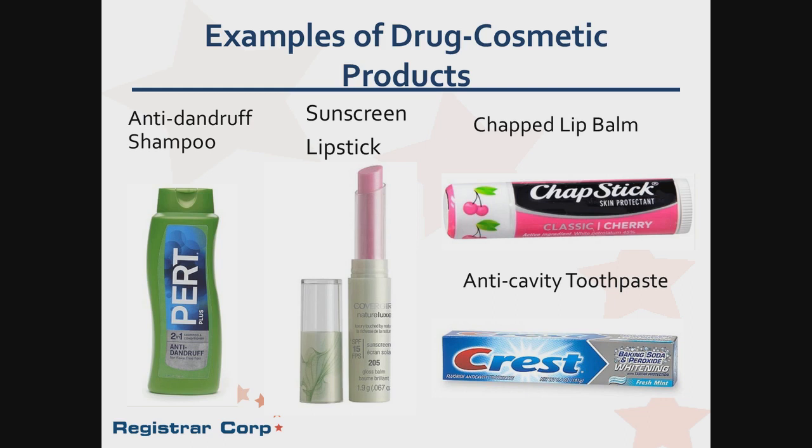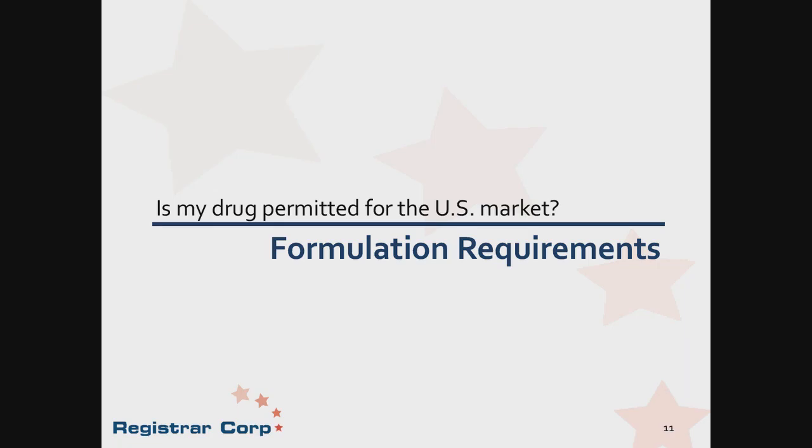So for example, a shampoo cleans, but if it treats dandruff, that causes FDA to regulate it as a drug. Sunscreen lipstick, same thing. The lipstick beautifies, but the sunscreen protects the body from UV rays and prevents sunburn. Therefore, it's also regulated as a drug. Chapped lip balm, same thing, and as well as an anti-cavity toothpaste will also prevent cavities and therefore is regulated as a drug.